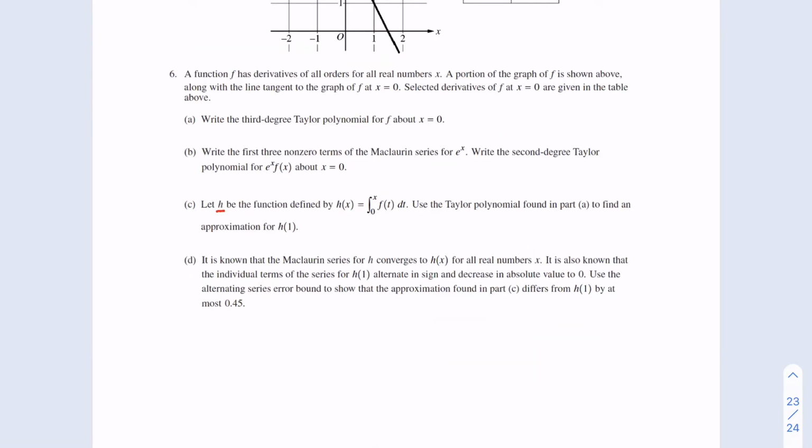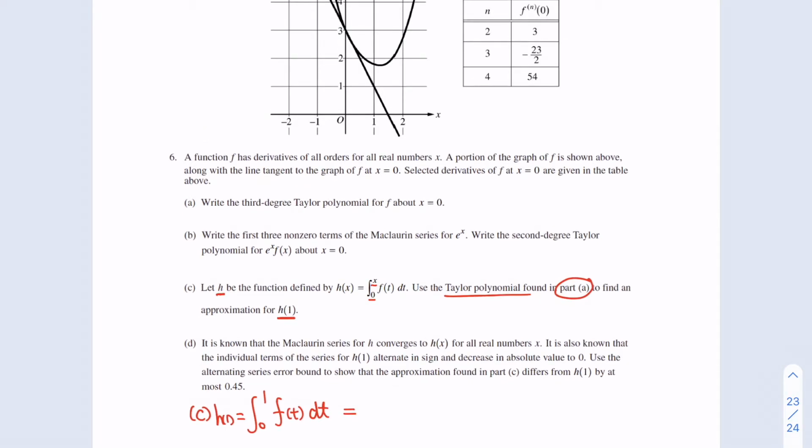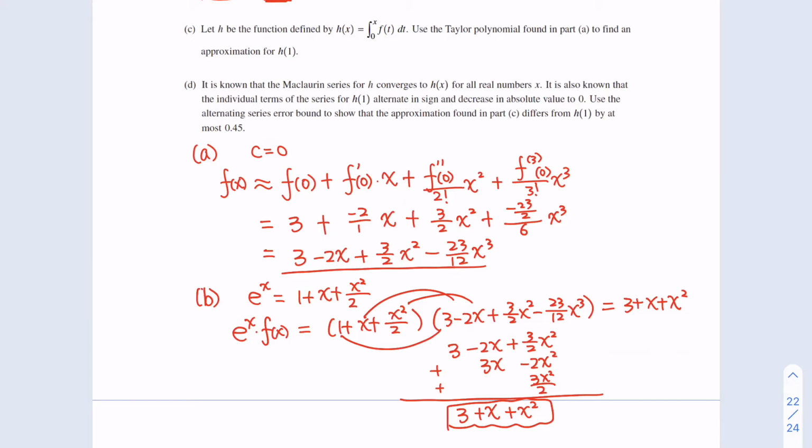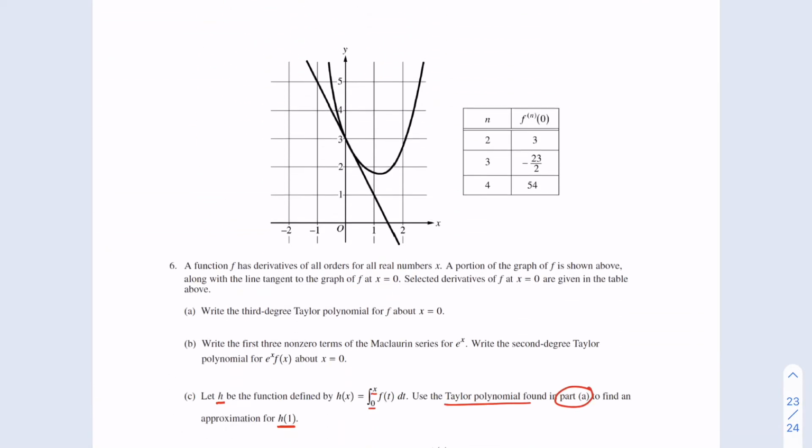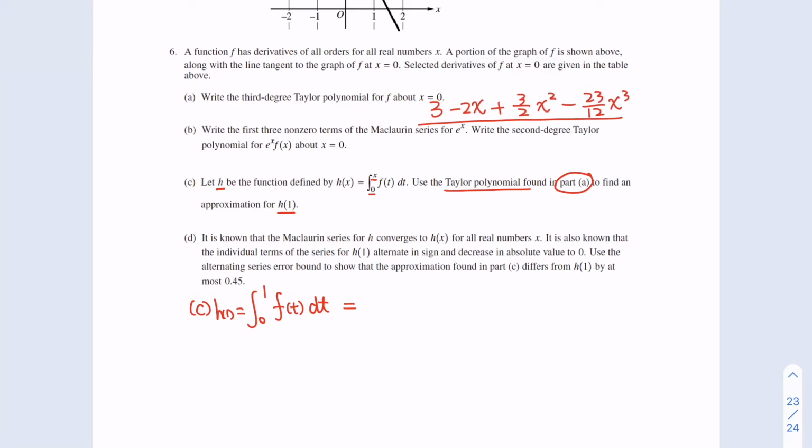Part C. Let h be the function defined by h of x equals the integral from 0 to x of f of t dt. Use the Taylor polynomial found in part A to find an approximation for h of 1. So part C, h of 1 equals the integral from 0 to 1 of f of t dt. So from the first part, this is our f of x. From 0 to 1, f of t will be 3 minus 2t plus 3 over 2 t squared minus 23 over 12 t cubed. So now we just need to integrate each term.